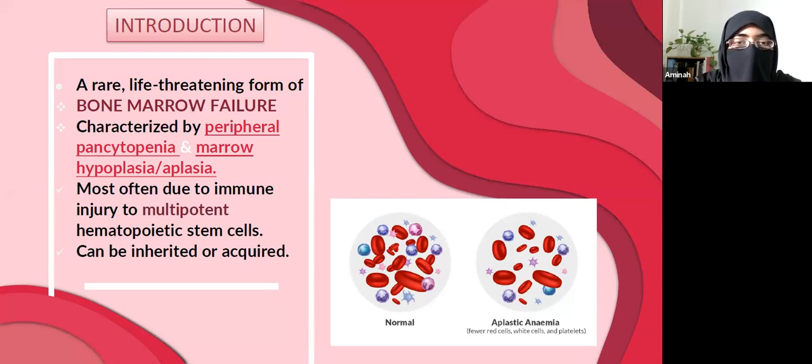and it's characterized by peripheral blood pancytopenia due to bone marrow hypoplasia. So note that the name is aplastic anemia. However, you would also see leukopenia and thrombocytopenia also.